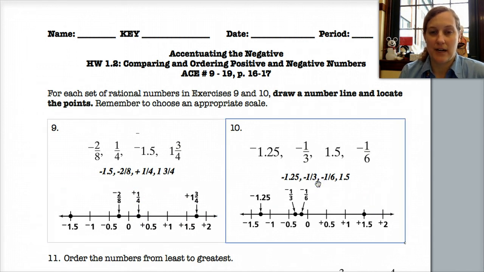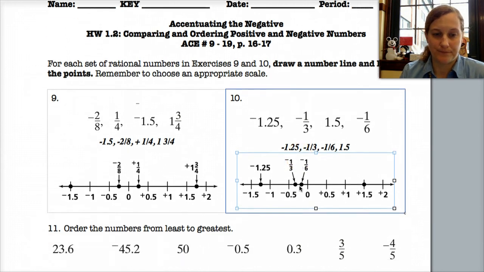The second one, we started out with negative 1 1/4, negative 1/3, 1 1/2, and negative 1/6. So we have three negatives. So we know that positive 1.5 is our greatest. We have three negatives, and we have to do some math here. Well, we know that negative 1 is greater than these two fractions, so they're less than 1. So negative 1 1/4 is over here, and then we have negative 1/3, which is really negative 2/6, followed by negative 1/6. So it goes negative 1 1/4, negative 1/3, negative 1/6, and 1 1/2.